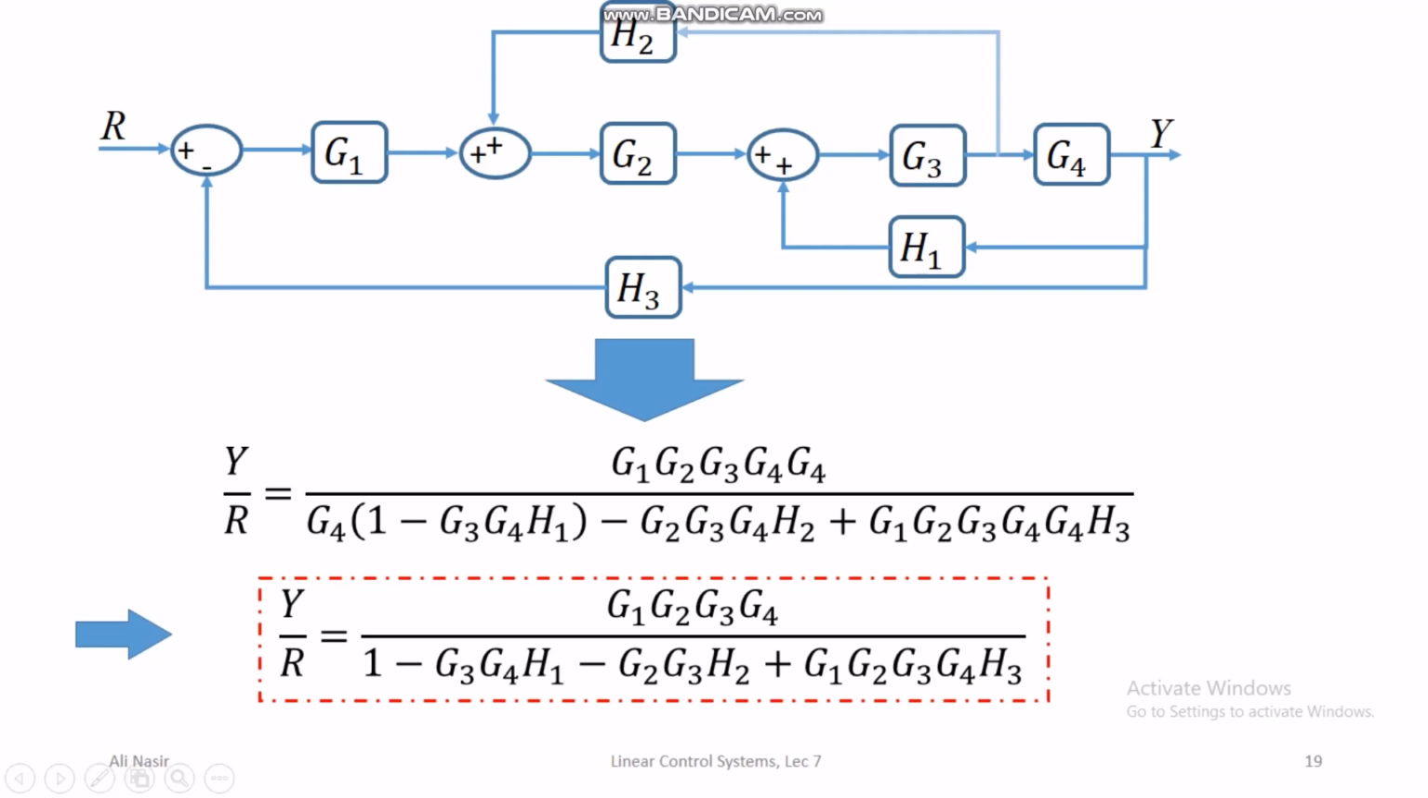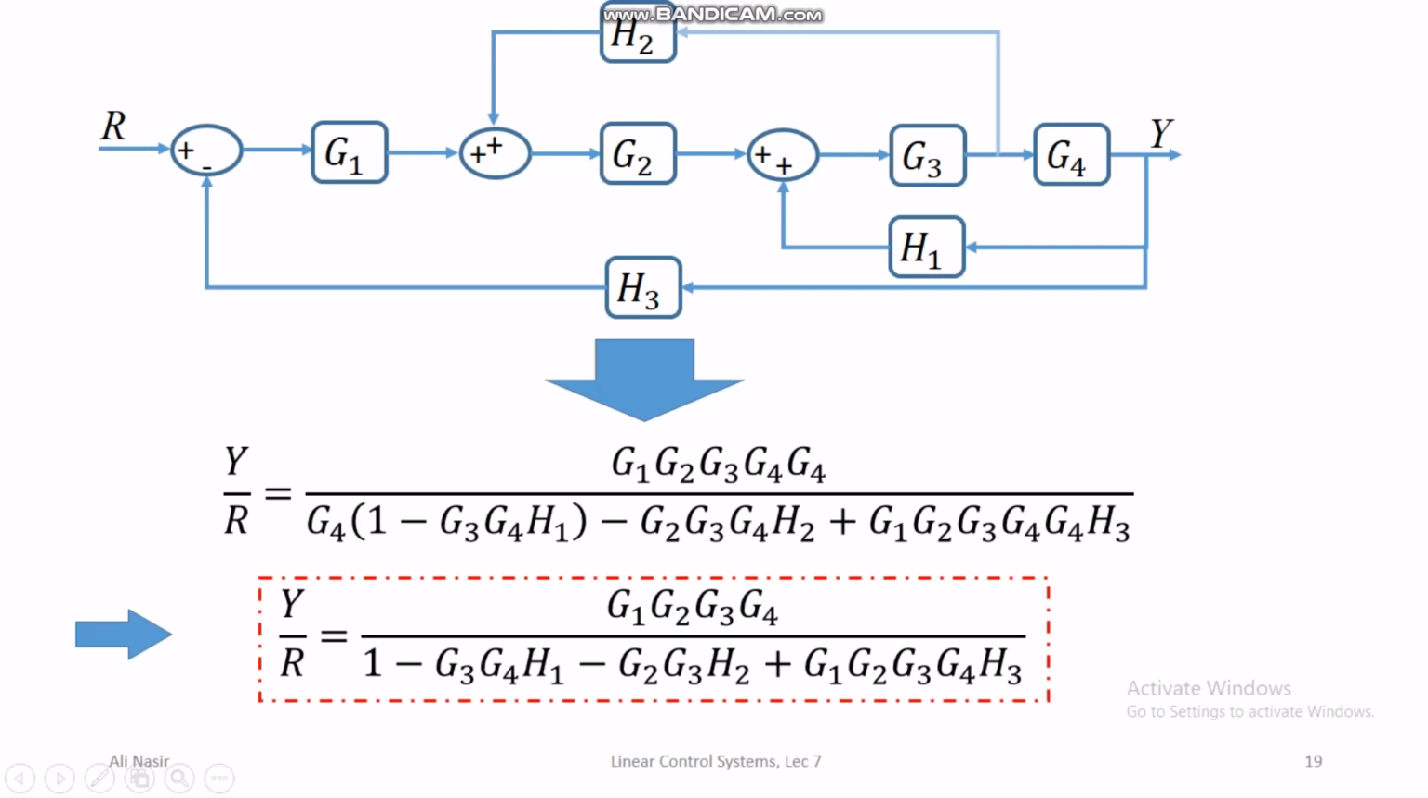And if you look at the loops, there is a loop g3, g4, h1, and there is a g3, g4, h1 term in the denominator of the final expression. Then there is a loop g2, g3, h2, and similarly there is a g2, g3, h2 expression in the denominator.